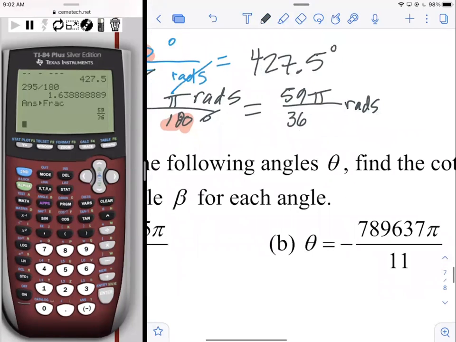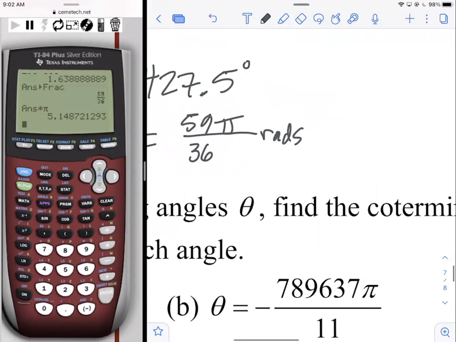Now you could just go ahead and multiply that times pi, and you get 5.14 rads. That could be a nice number as well, because we know it takes 6.28 radians to get all the way around, and 5.148 looks like it's just short of 6.28. So that would be a good indicator that it's in quadrant four as well.